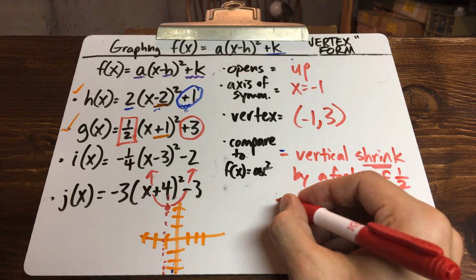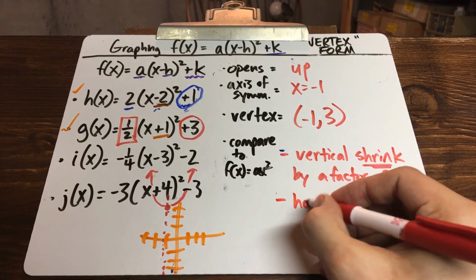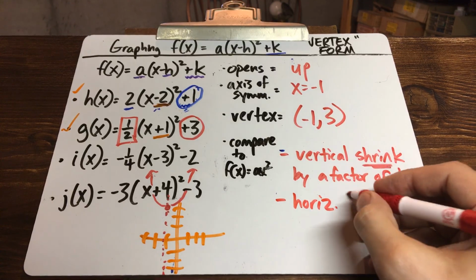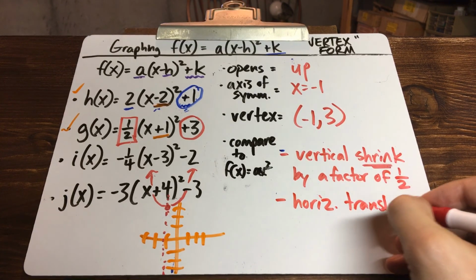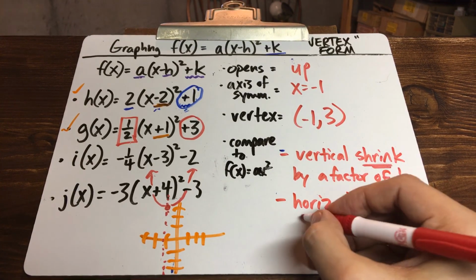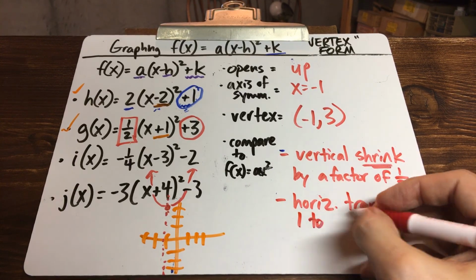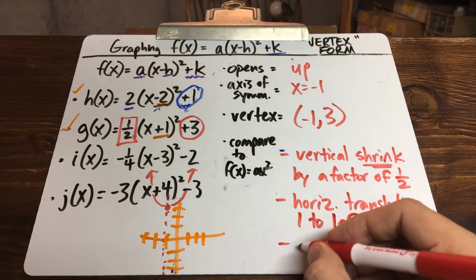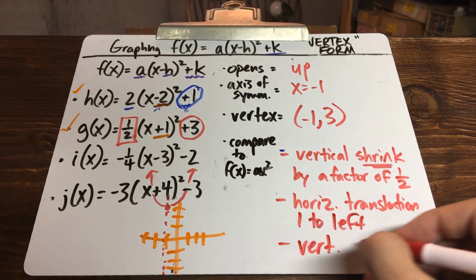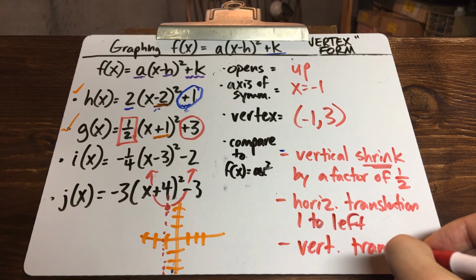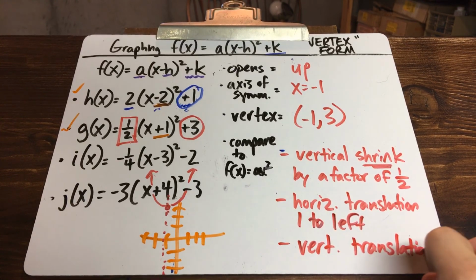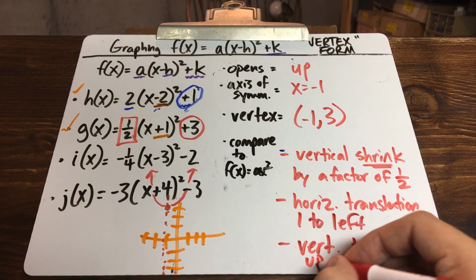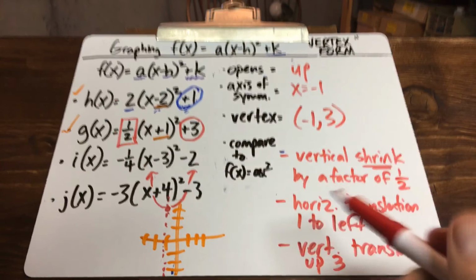What we also did is we moved it to the left 1. So that's called a horizontal, I'm going to abbreviate, horizontal translation. 1 to the left. Or you could say left 1, 1 to the left. And we also moved it up. This is the part we didn't have on Friday. We also have a vertical translation. We've slid or we've shifted this thing up 3. That's what the plus 3 at the end tells us, right?